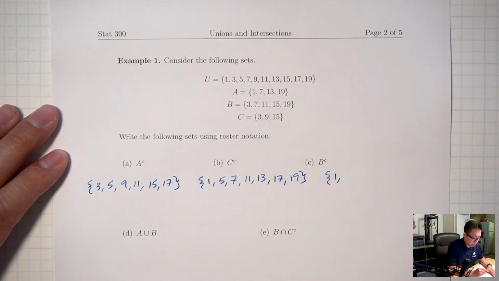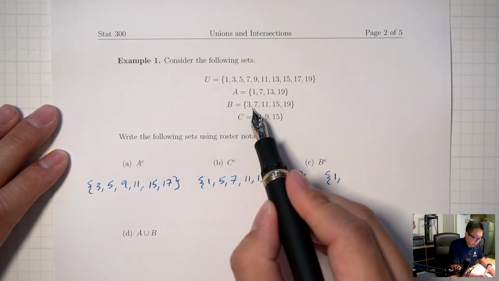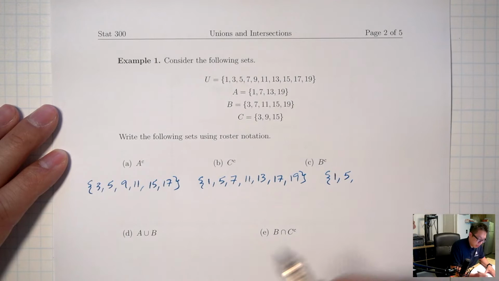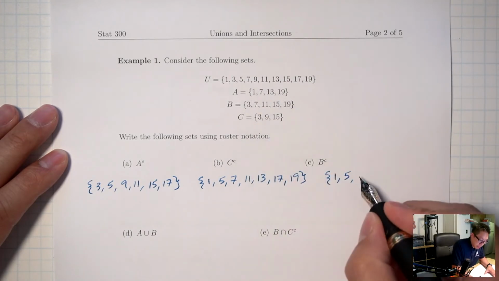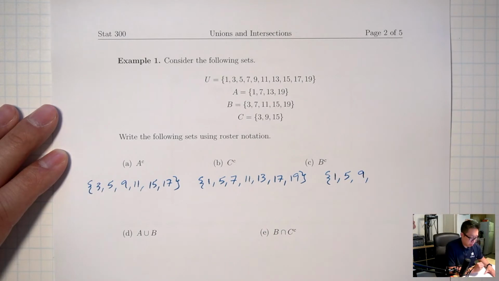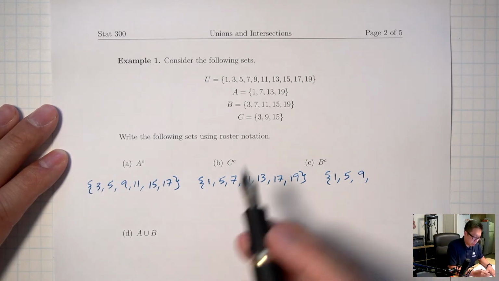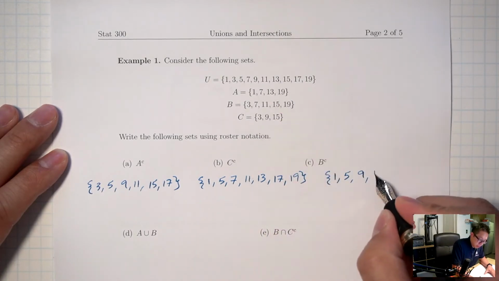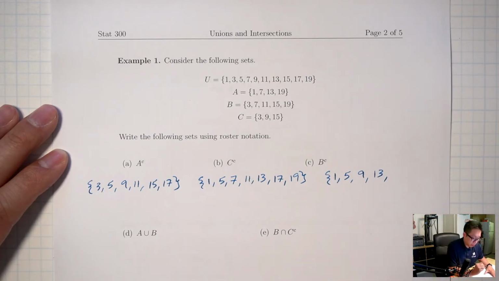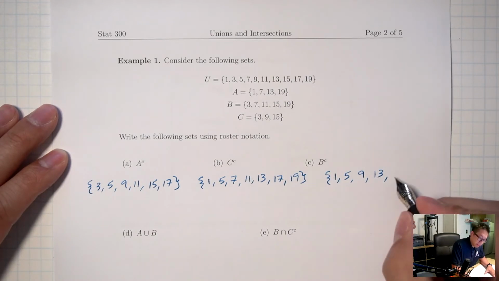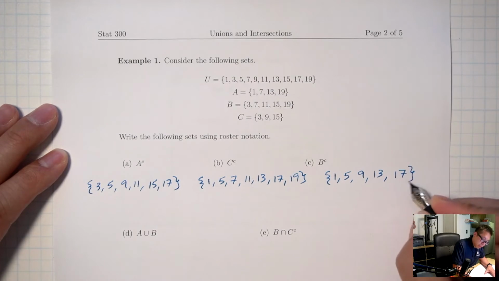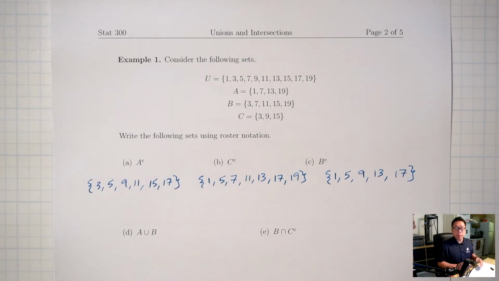What else? 5 is not in B. What else? 9. What else is not in B? 13. And I think 17. All right, so those are the complements.